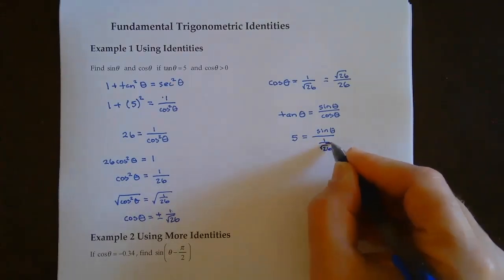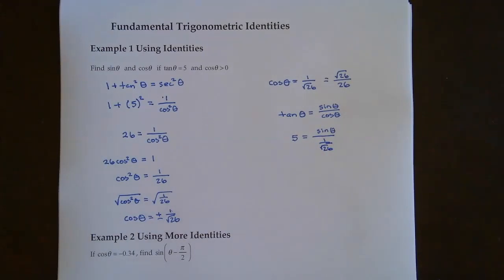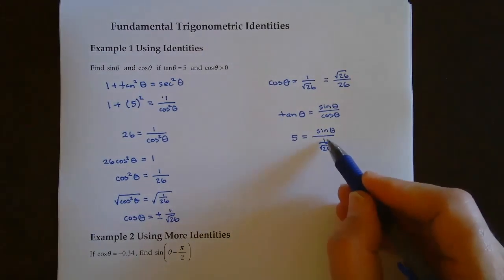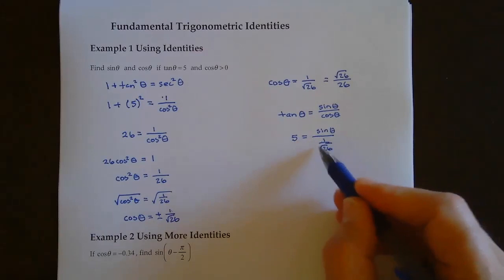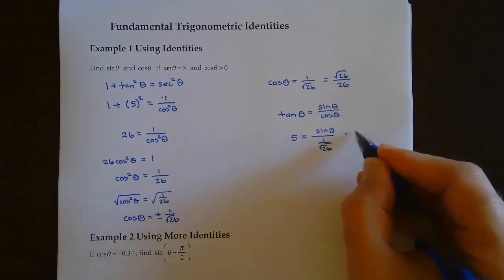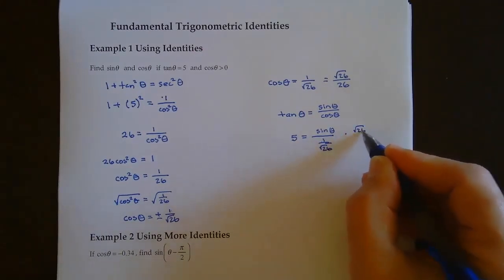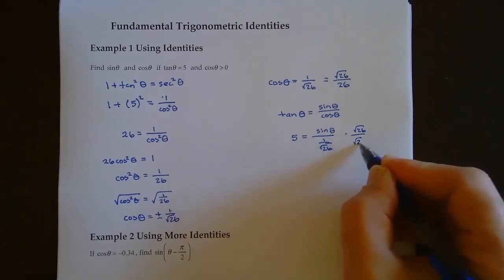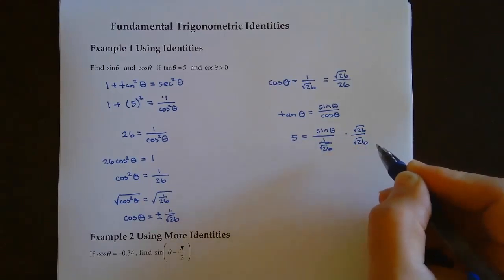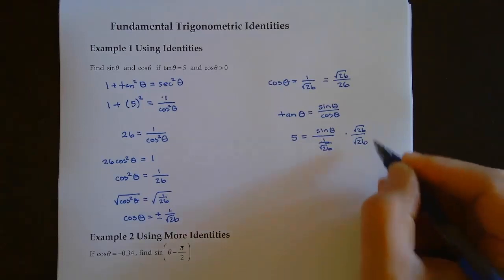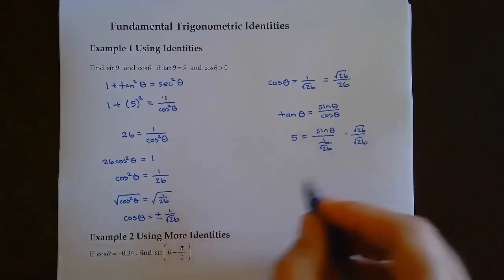I'm going to do this one, okay? Okay, now, it sure would be nice if this denominator was just 1, right? So what I'm going to do is multiply by the square root of 26 over the square root of 26. That's 1, right? So it's not going to change the value of this, okay?